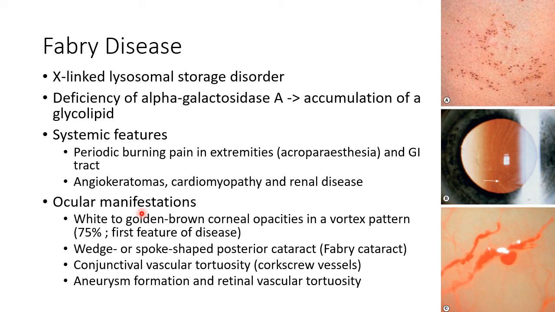Now let us discuss about the ocular manifestations of Fabry disease. There can be white to golden brown corneal opacities in a vortex pattern, as you can see in this picture. It is seen in 75% of cases of Fabry disease and it can be the first feature of disease. There can be wedge or spoke-shaped posterior cataract, which is known as Fabry cataract. There can be conjunctival vascular tortuosity, that is corkscrew vessels, as you can see in this picture. There can also be aneurysm formation and retinal vascular tortuosity.